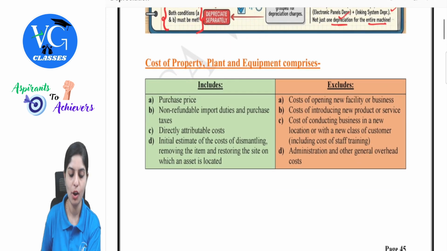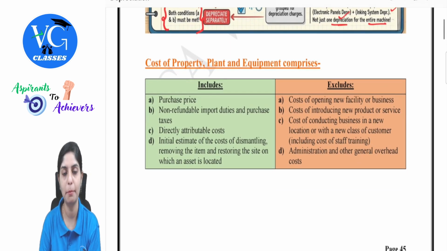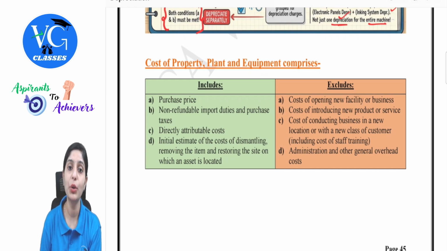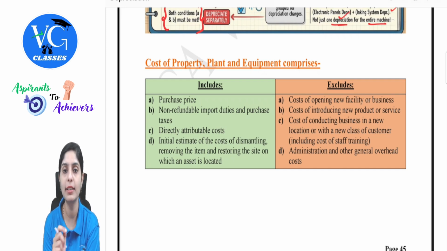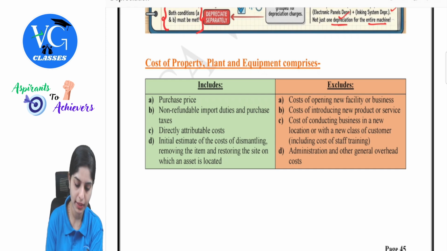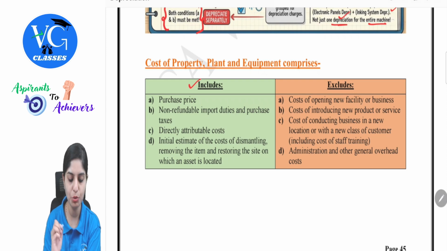Moving on to the next thing, cost of property, plant and equipment. This point becomes important because sometimes in a question they will just give you other particular costs. So whether to include that cost or not, it becomes very important to understand what is included in the cost of property, plant and equipment. So in this cost, what all inclusions are there?